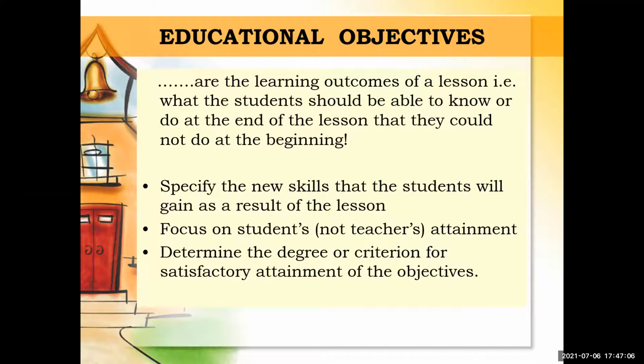So what are educational objectives? Educational objectives are the learning outcomes of a lesson, what the students should be able to know or do at the end of the lesson that they could not do at the beginning. And they specify the new skills that the students will gain as a result of the lesson. Educational objectives focus on students' attainment, not teachers. They determine the degree or criterion for satisfactory attainment of the objectives.